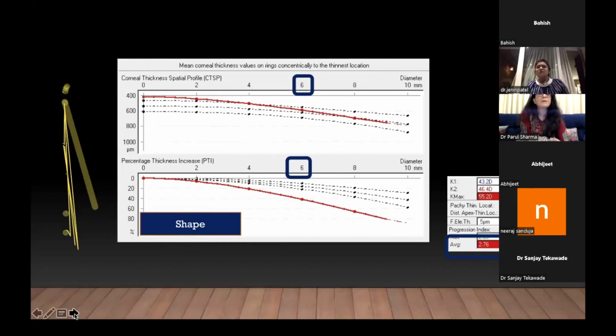No, the progression index will be for every image. For every image, it will give you a progression index. We are talking of the progression from center to periphery, for every image. Okay.